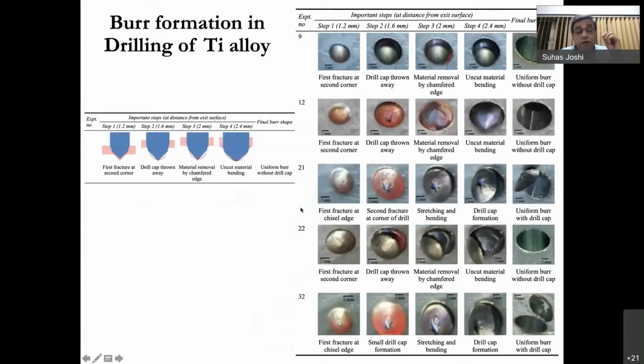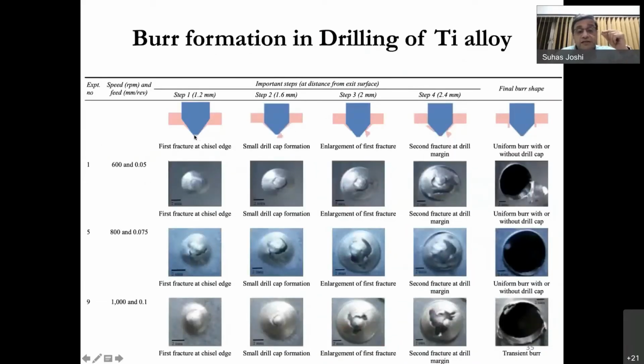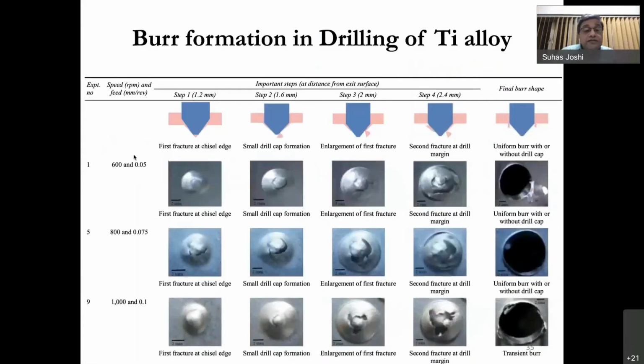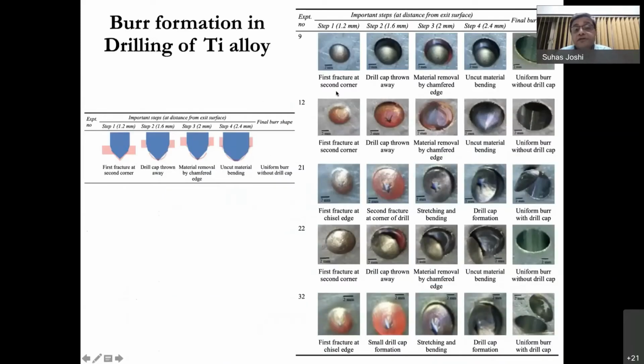Now, what we did was we made a change in the geometry of the drill. We reduced the length of the chisel edge. You can see here the length of the chisel edge is quite large. We reduced the length of the chisel edge, and we also gave a chamfer on the drill corner. In this case, this corner is relatively sharp. Now we gave a chamfer on the corner and reduced the length of the chisel edge. Now you see the difference.